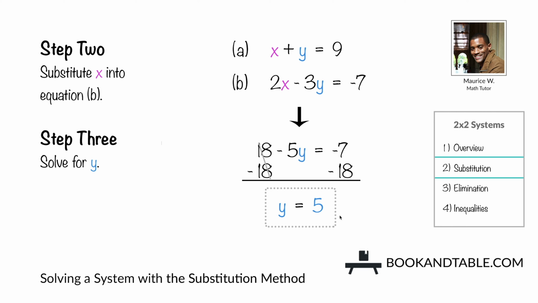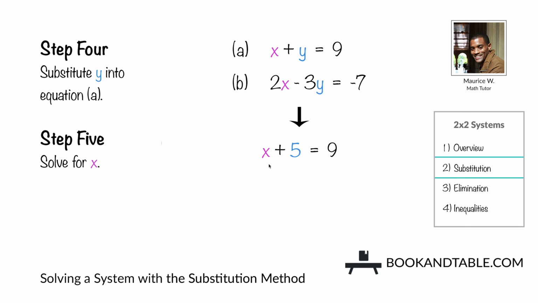So now that we have a value for y, we can substitute y into equation A. This was equation B. So step 4, we'll plug y into equation A. And then step 5, we'll solve for x. So x plus 5 is equal to 9. So we'll subtract 5 from both sides, giving us x is equal to 9 minus 5, which is 4.